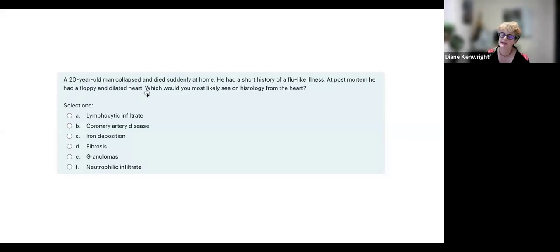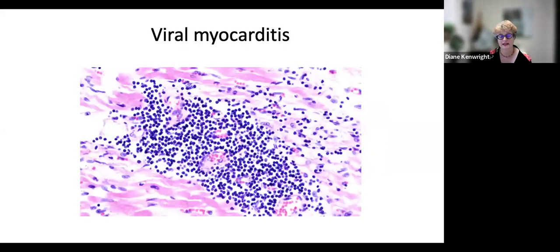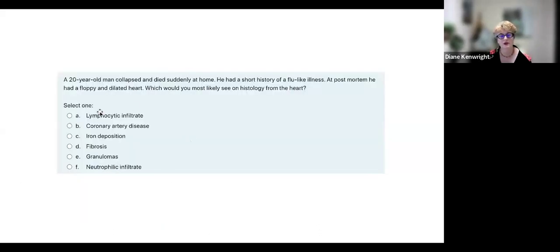And the typical findings in these cases are a floppy, dilated heart. And of course, we know that we would see lymphocytes infiltrating the heart and causing myocardial death. So here we go. This is the typical finding in a 20-year-old who's unlikely to have coronary artery disease. Let's think about some of these things down here. Iron deposition. So people who have hemochromatosis, who aren't treated, can get iron deposition in the lung, in the myocardium, and that can lead to a myocardial dysfunction as well.